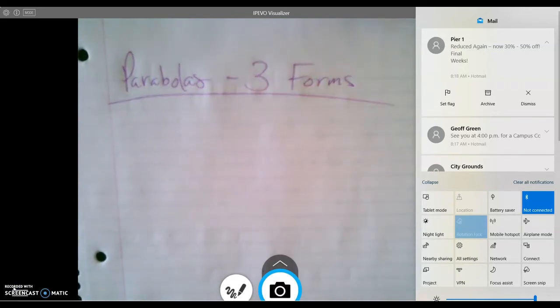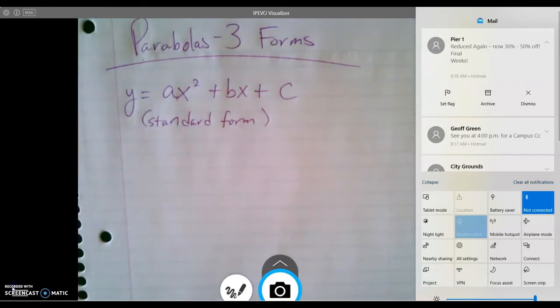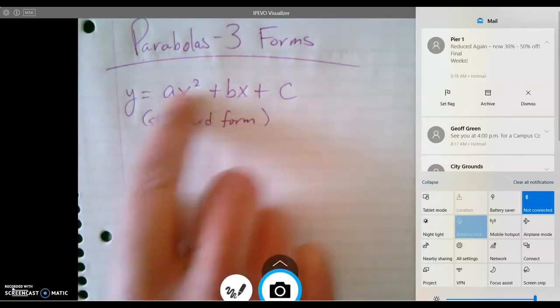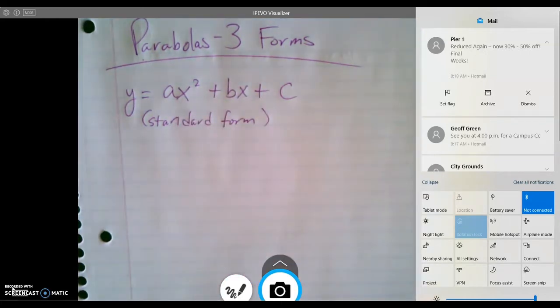First, we'll start with standard form. And it looks like that. Okay, standard form's one of the cleaner ways to write it, but you can't tell a lot of information. For example, you can't tell where the intercepts are or the vertex. We'll look at those next.